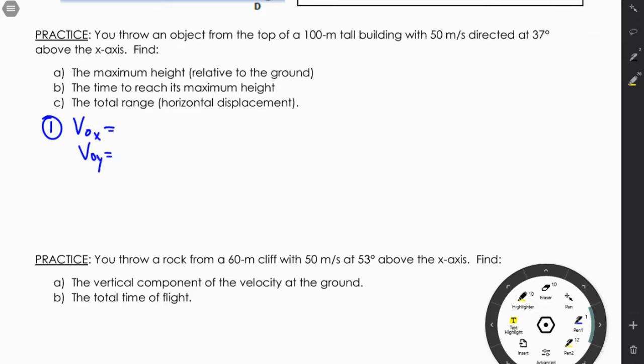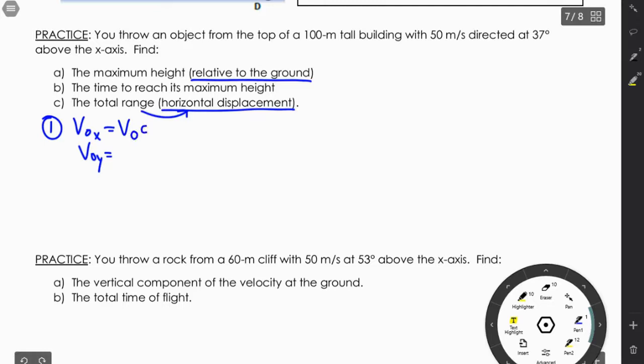So this tells us we're throwing an object from the top of a 100-meter tall building with 50 meters per second directed at 37 degrees above the x-axis. Find the max height relative to the ground. Okay, so we're going to have to add in that extra 100 somewhere. Then the time to reach its maximum height, and then the total range. Again, range meaning horizontal displacement.